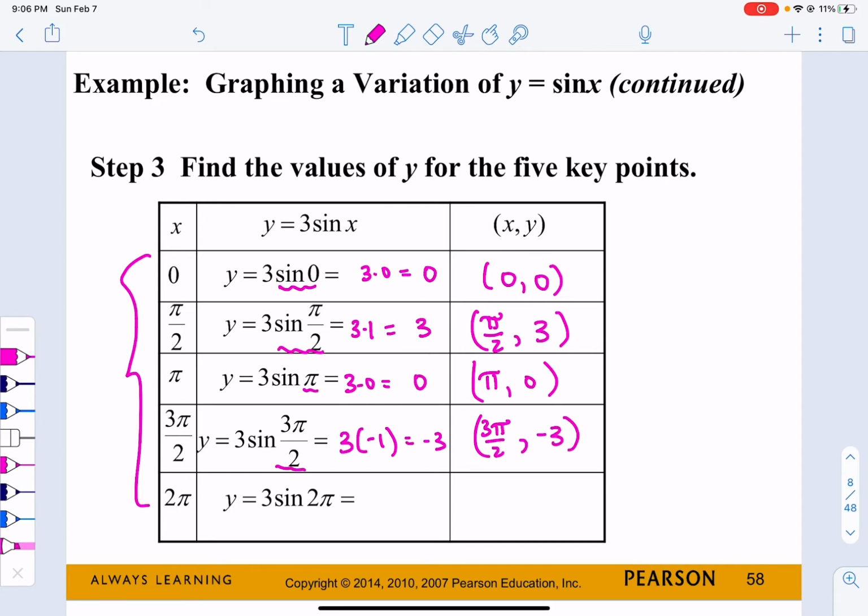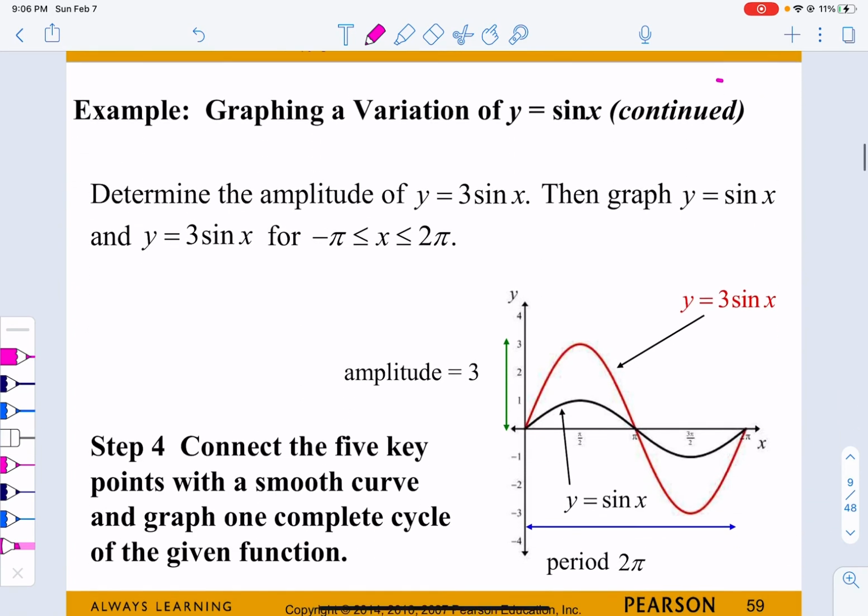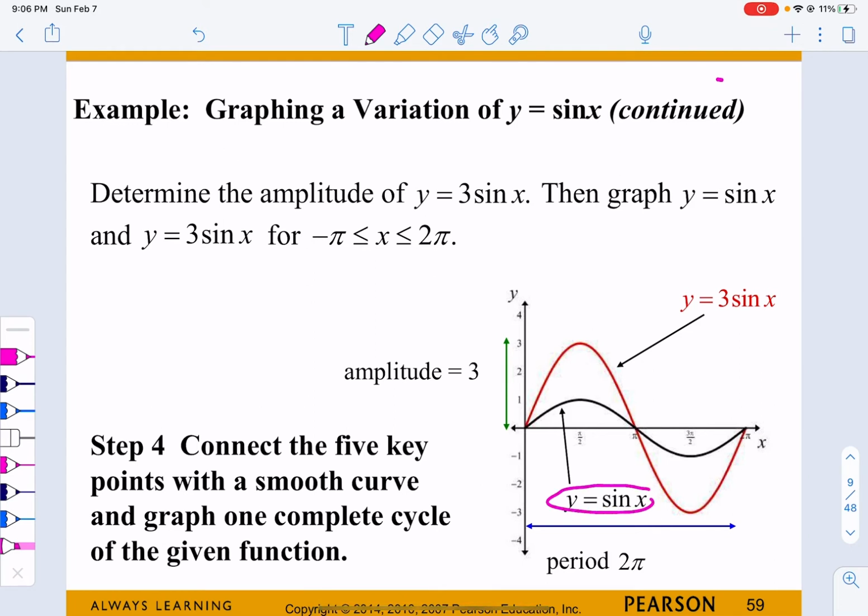And then y is equal to 3 sine of 2 pi. 2 pi means that we're going to be back at 0 again. So 3 times 0 gives us 0. So when we're at 2 pi, we are at 0. So we found all of the points that we need to take to a graph and map that out. Graphing a variation, we have our 3 sine of x. Our original y equals sine of x is going to be this black line that's drawn in here. It gets up to the value of 1. It goes down to the value of -1.